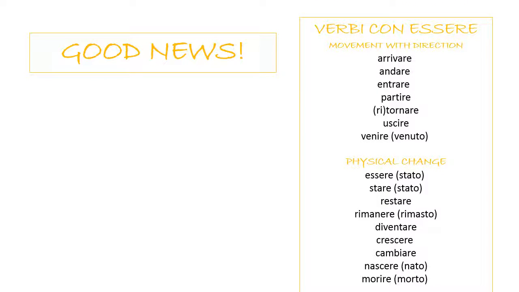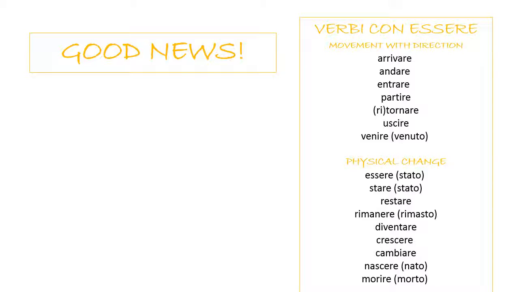Buone notizie! There aren't many verbs that go with essere. Most of them go with avere. So I have prepared a list for you. The first group is made of movement with direction. So all those verbs that imply a movement and a direction, like arrivare, andare, entrare, partire, tornare o ritornare, to go back, uscire and venire.